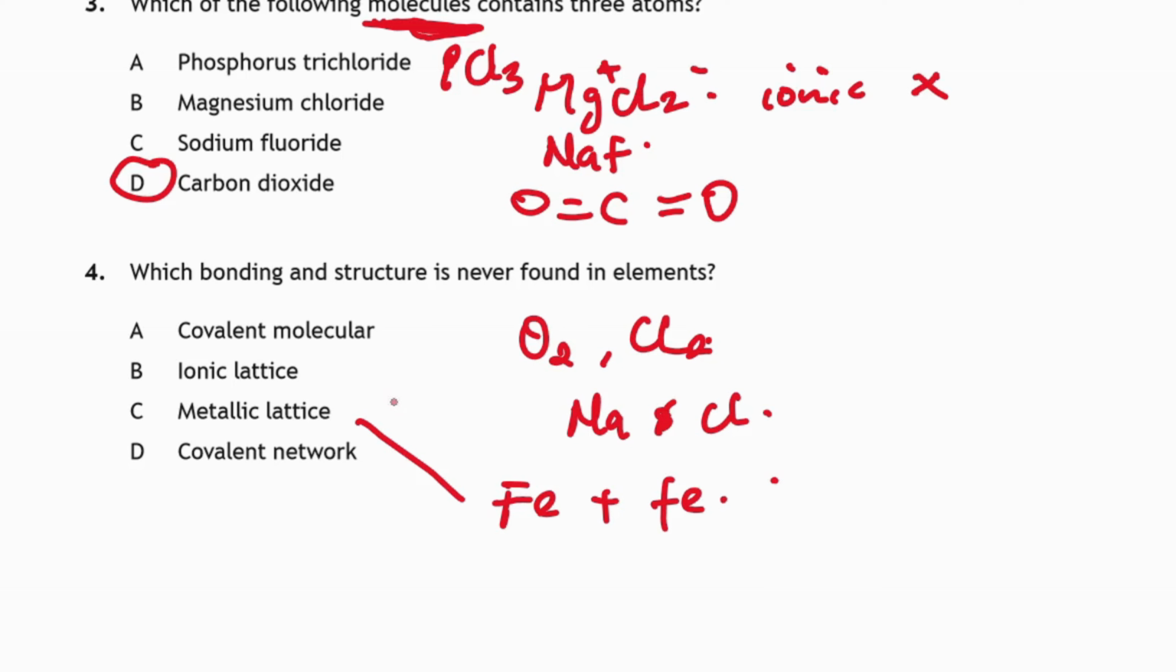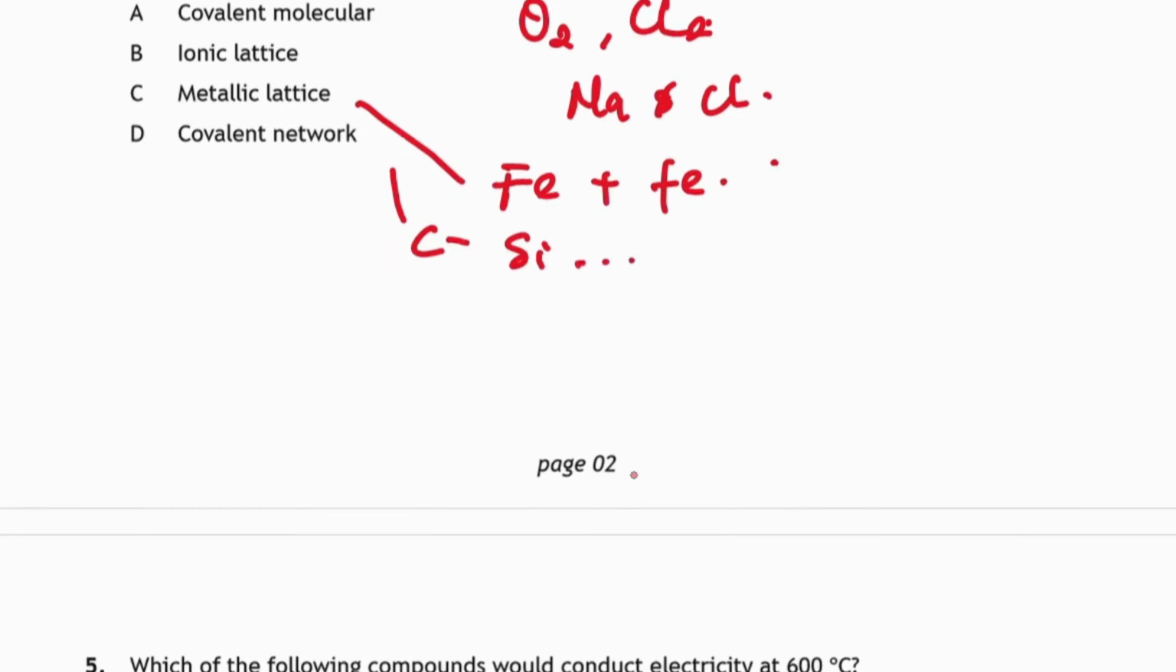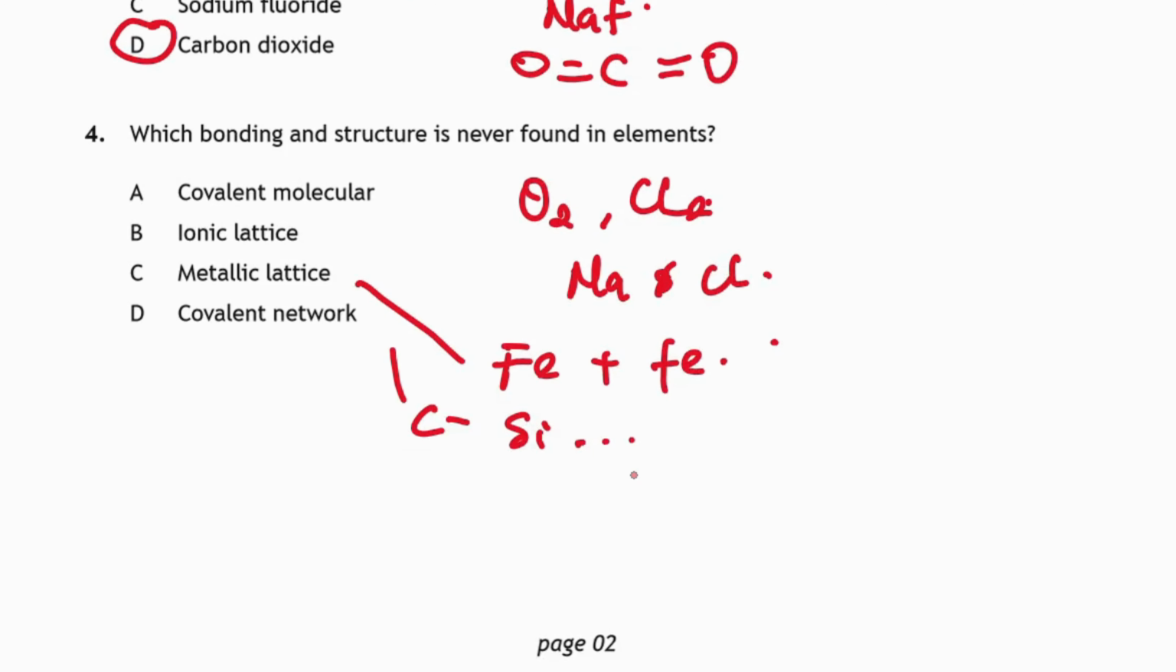At the end, we also have covalent network. We can deal with specific elements like graphite, carbon, and then silicon, and so on. But ionic lattice deals with one ion and another ion being bonded together in that manner. And then the answer to this is ionic lattice.